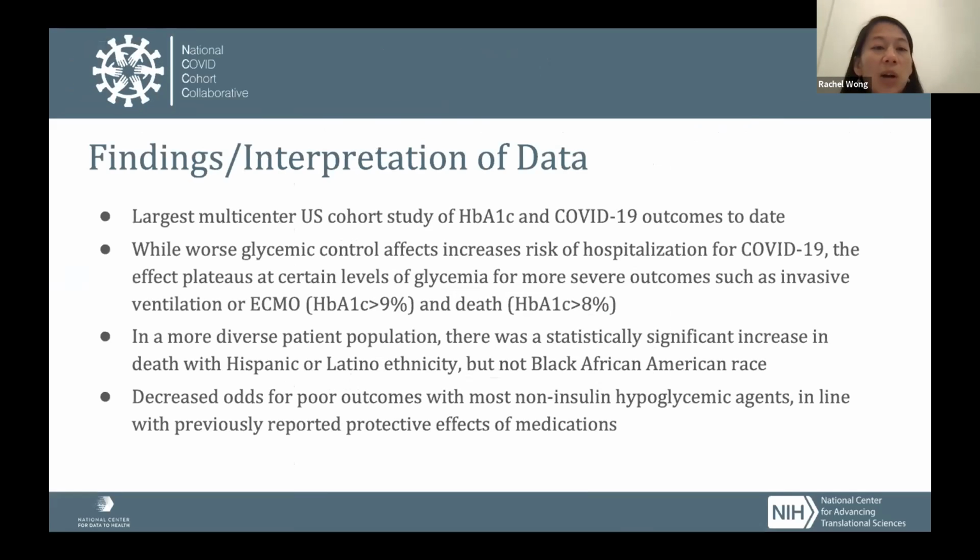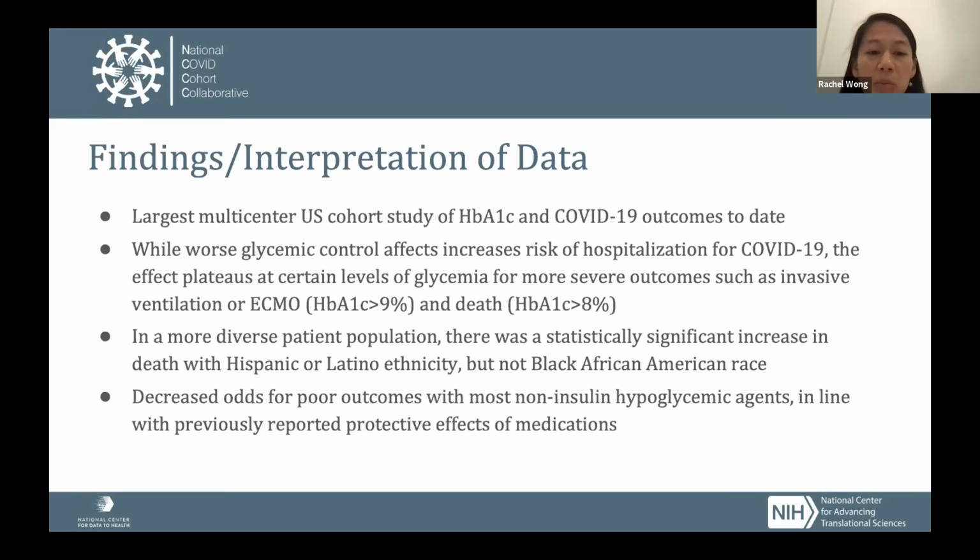So our findings and interpretation of the data: this was the largest multi-center US cohort study looking at hemoglobin A1c and COVID outcomes. And our main conclusions were that while worse glycemic control increases the risk for hospitalization, the effect plateaus at certain levels of glycemia for more severe outcomes, namely ventilation or ECMO at a hemoglobin A1c greater than 9, and death at a hemoglobin A1c greater than 8, in contrast to prior findings.